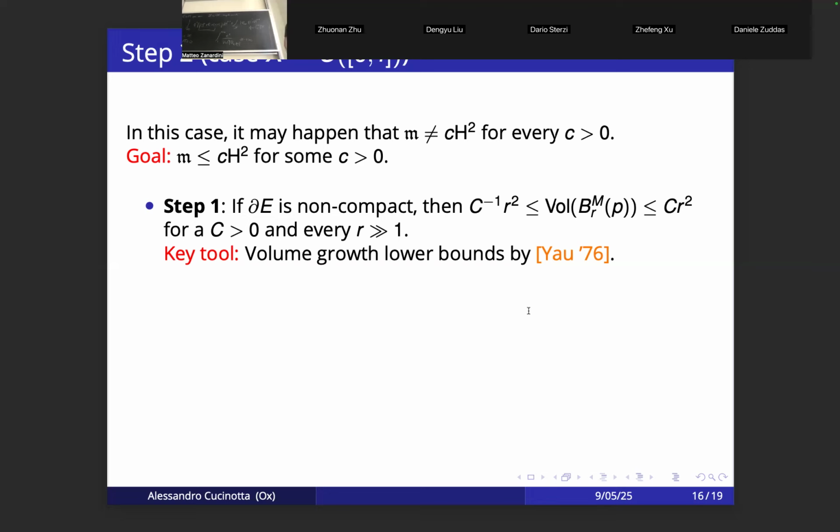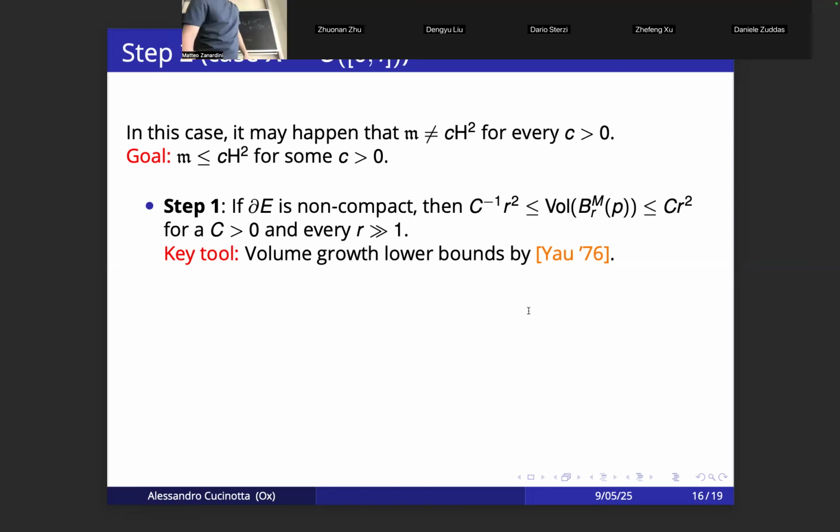And this essentially follows, I'm not going to be too specific, by a known result of Yau that tells you that a non-compact manifold with non-negative Ricci curvature has at least linear volume growth at infinity. So by using this result, we're able to deduce that our manifold has at least quadratic volume growth. Okay, so this is the first step.